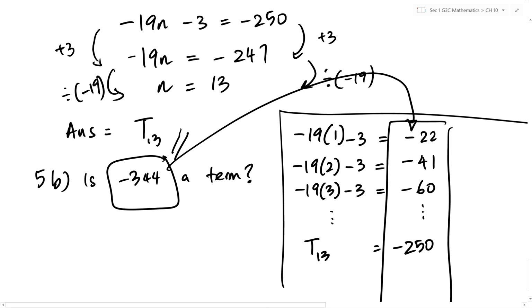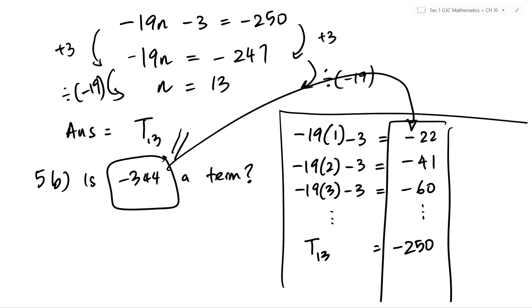What do you think is the answer? Yes or no? How are you so sure? How are you going to convince me that it is not part of the sequence? You may be right, that it is not a term, but how are you going to convince me? It's not divisible by what? 19? Somewhere there, you got the correct idea.